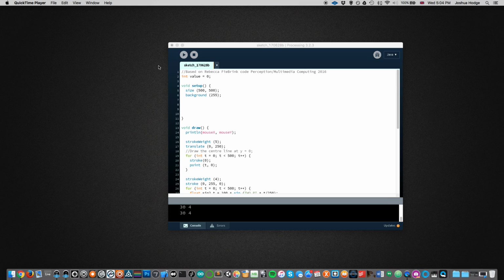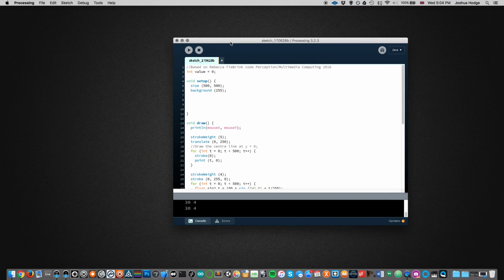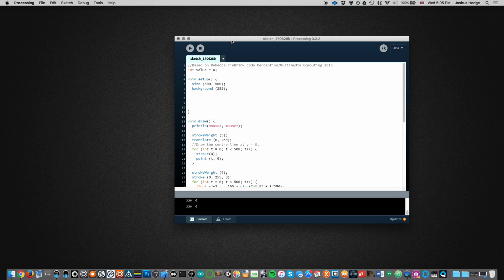And so what we're going to do is give a little demonstration of what happens when a signal aliases. What I've got here is just a little sketch. This is based roughly on some code from one of my tutors at Goldsmiths University, Rebecca Fiebrink, who's a great authority on machine learning. She speaks all over the world. She's a really great teacher.